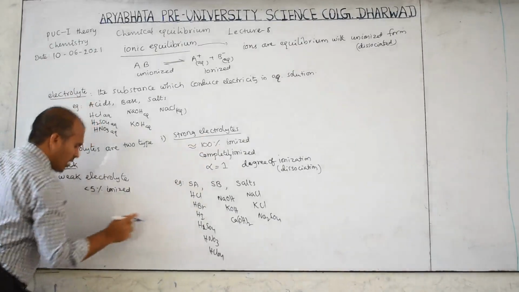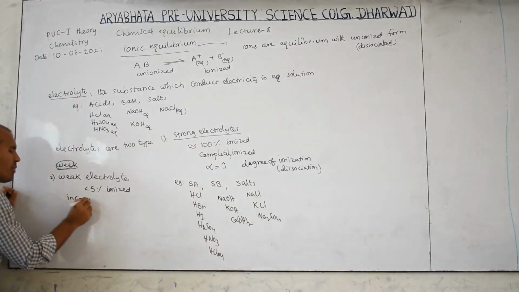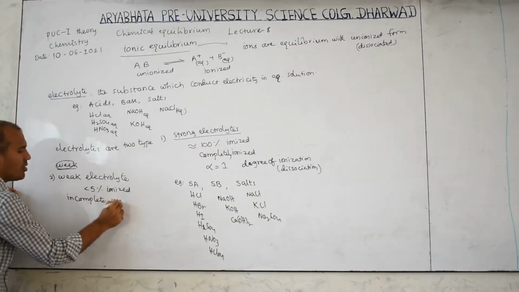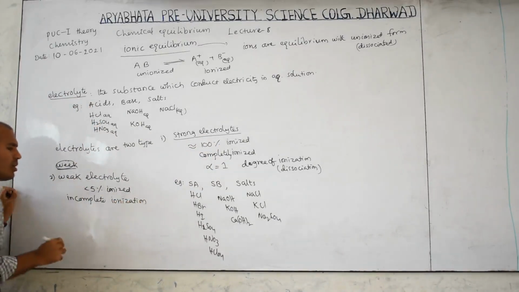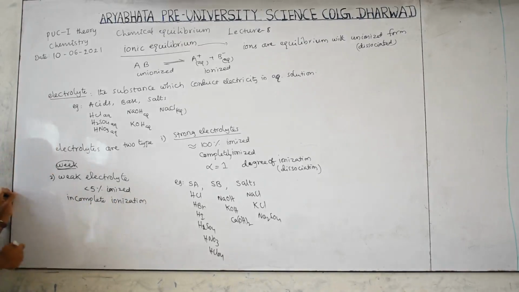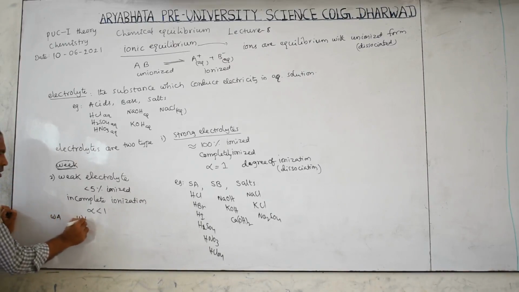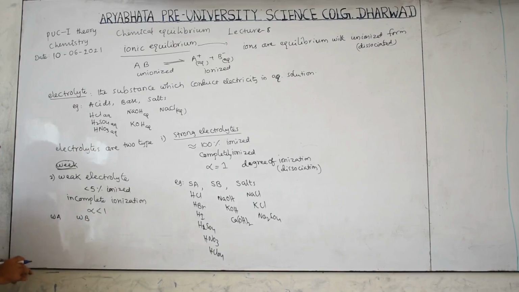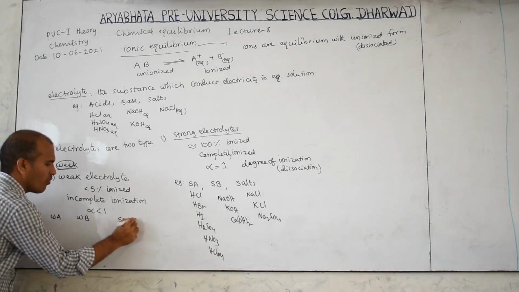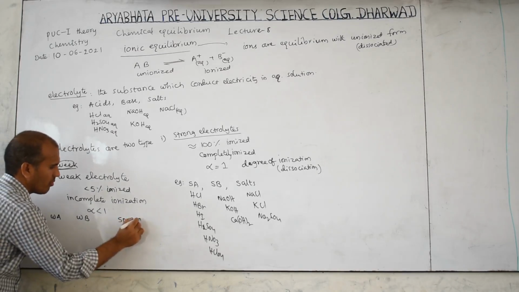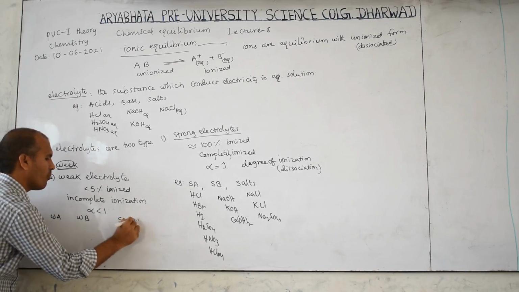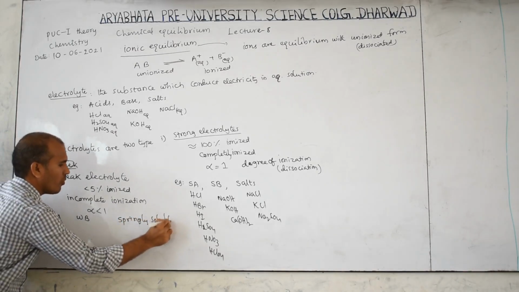Here this is called incomplete ionization. Incomplete ionization you can write. Here alpha is less than 1. Degree of dissociation or degree of ionization less than 1. So examples for this: weak acid, weak base, and sparingly soluble salts. They are very rare. So there are some examples: sparingly soluble salts.